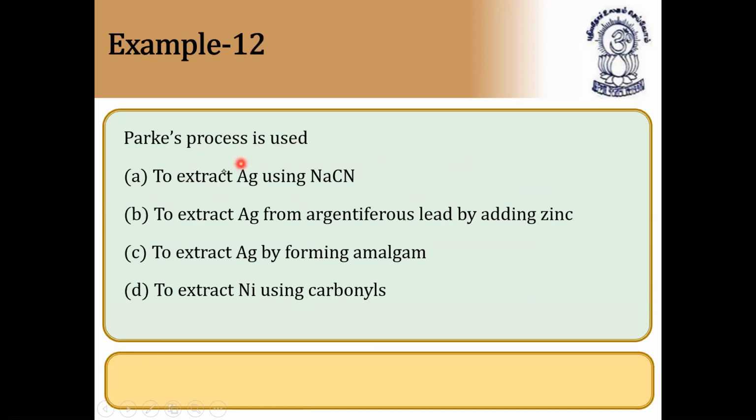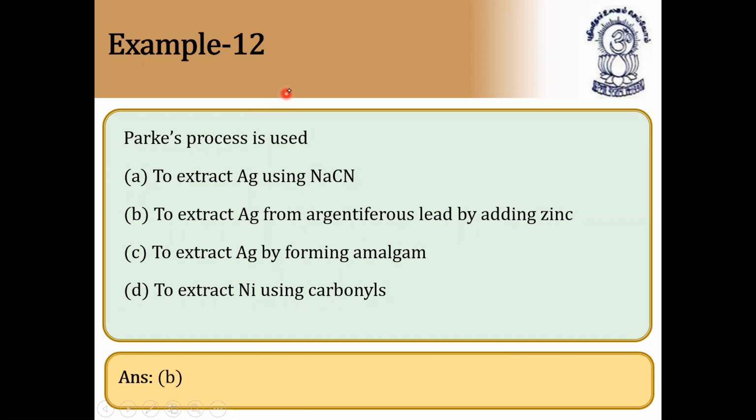Parkes process is used to extract silver using sodium cyanide, to extract silver from argentiferous lead by adding zinc, to extract silver by forming amalgam, or to extract nickel using nickel carbonyl compounds. What is Parkes process? This we have already discussed. It is to extract silver from argentiferous lead by adding zinc. This is called Parkes process.